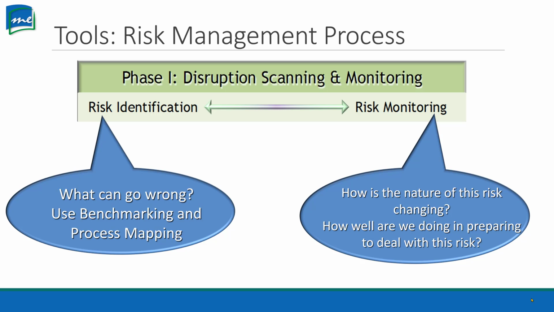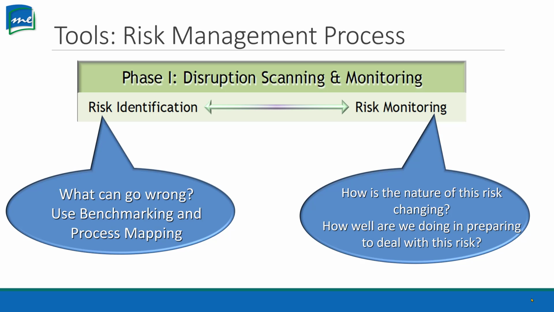So let's go over phase 1. We need to identify the risk and monitor for the risk. What are some risks that can happen? What can go wrong? We can use benchmarking and process mapping. Process mapping for, let's say, an internal risk, in a manufacturing process, is great because you can look at it and say, what could possibly go wrong at this stage? What can go wrong here? What can go wrong there? What can go wrong at this point? It's great for this process mapping.